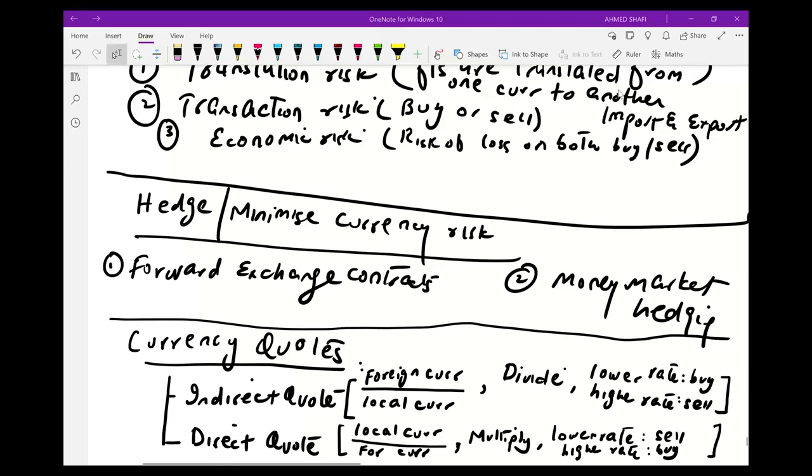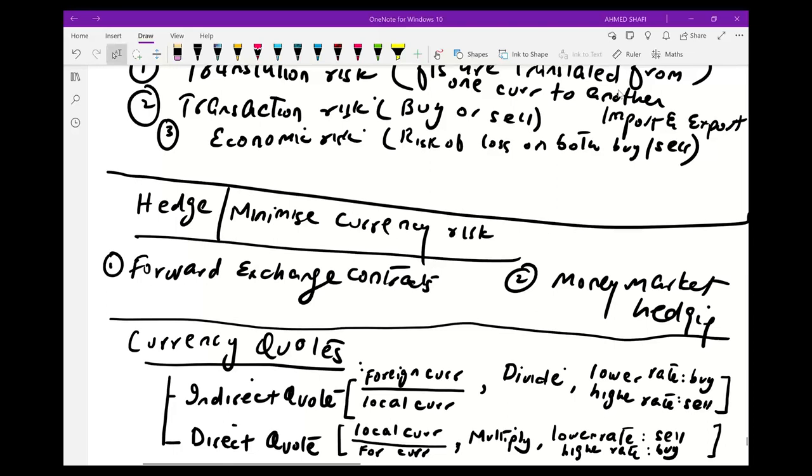The question states, Marigold company is based in a country which uses dollar as its home currency. You must know which is the home currency and which is not, because that helps you decide the quotes. If foreign currency is in the numerator and local is in the denominator, you say indirect quote. If local comes in the numerator and foreign in the denominator, you say it's a direct quote. So Marigold is based in a country which uses dollar as its home currency.